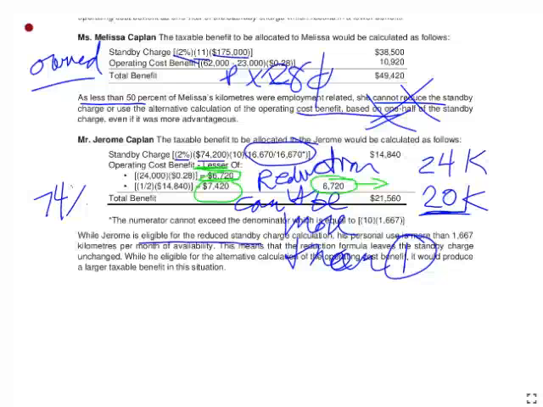When we come back next class, we'll still talk a little bit more about Chapter 3 before we get into Chapter 4. We will talk about the other scenarios. This number crunching is employer-owned vehicle provided to the employee. We'll talk next class about when the employee brings the vehicle.